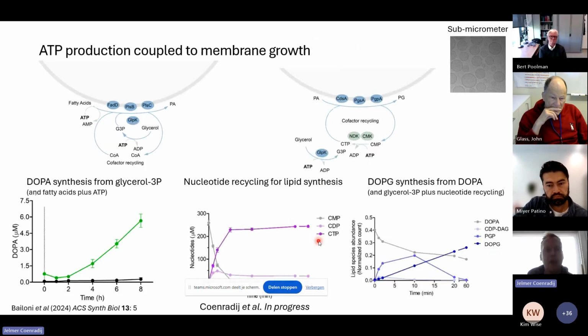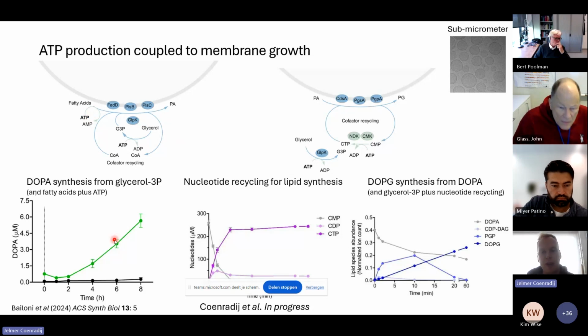Now, this is all nice. We have a system that can produce ATP. But of course, we would like to use the ATP that's being produced. And one of the things that I'm working on is a system for membrane growth. In our lab, we have two of these systems. One system, slightly presented by Bert before, is where we produce DOPA. So it's a very simple phospholipid made from fatty acids and glycerol 3-phosphate in an ATP-dependent manner. You can see in this curve below that over time we have the formation of DOPA.